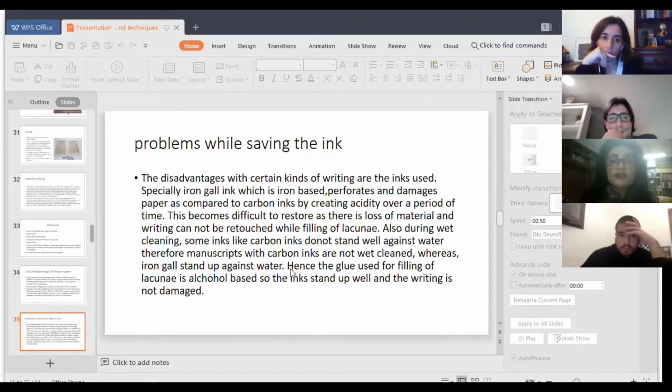And of course, during restoration, we have the problem of saving the ink, because there are certain inks that tend to bleed, like carbon inks, and then there are certain inks that create a lot of perforations and damage, like iron gall inks, because they consist of metal salts and vitriol, which are like small tiny pieces of glass that are left behind on the paper, which perforates and causes a lot of oxidation. It causes loss of material from where the iron gall ink was put on the paper. So we have to save the paper and the ink at all costs.